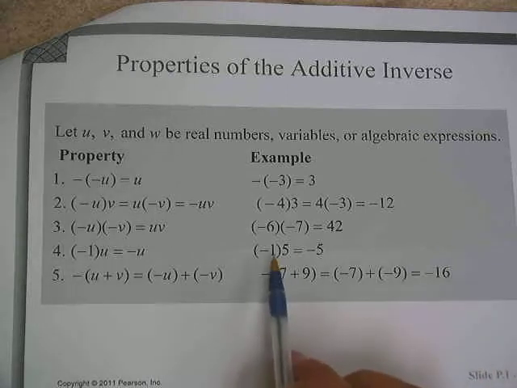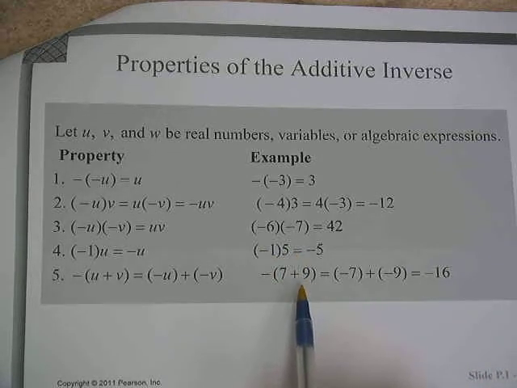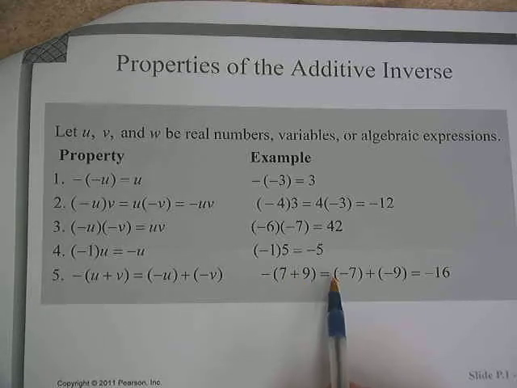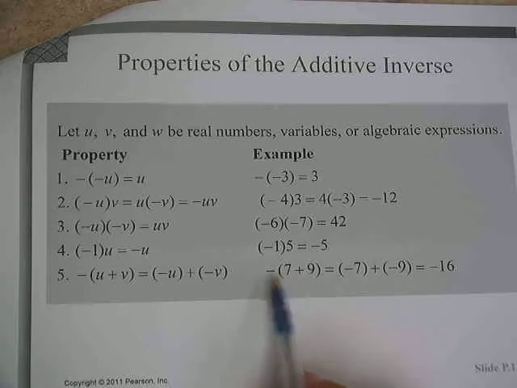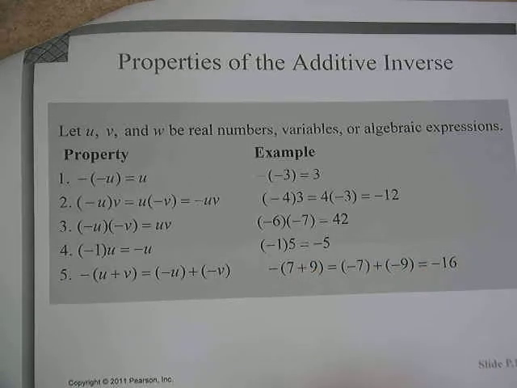And again, these are just illustrations of some properties of multiplication and addition that we know. In the bottom here, the fifth property, if we have the opposite of 7 plus 9, we can do the distributive property with that, and we can do negative 7 plus negative 9. We still get the result the same way, negative 16 either way.